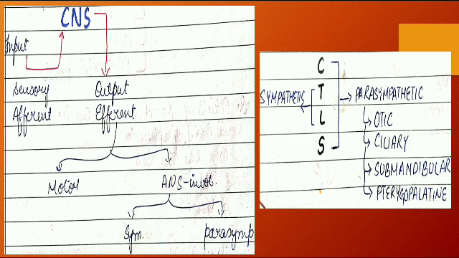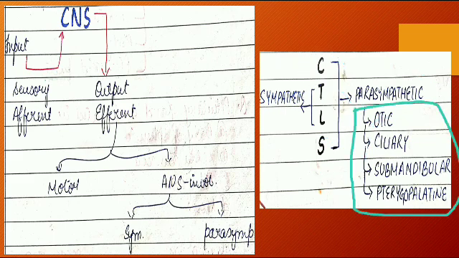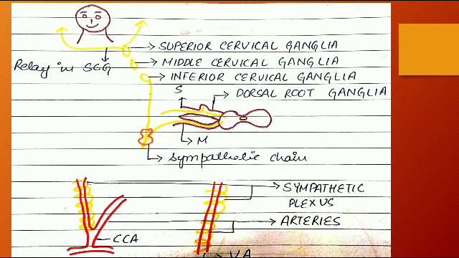And over here, this is your vertebrae, which is your cervical, thoracic, lumbar, and sacral vertebrae. The sympathetic nervous system arises from your thoracic and lumbar vertebrae, whereas your cervical and sacral give the origin of your parasympathetic nervous system. And these four are the ganglions, which are your parasympathetic ganglions present in your head and neck region, and these are otic, ciliary, submandibular, and pterygopalatine ganglion.